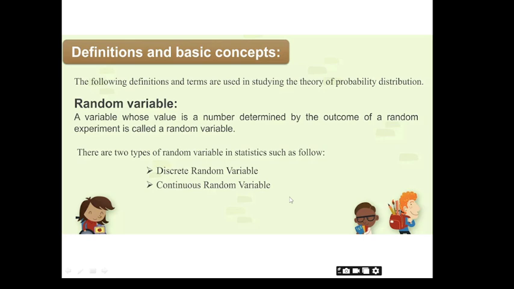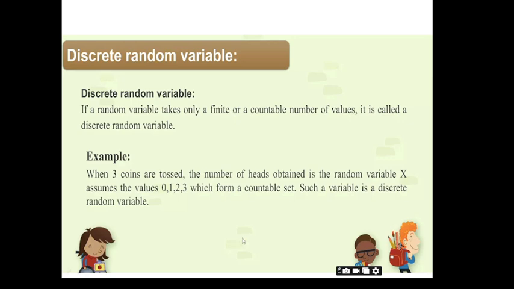In this video, let's see about random variables. A random variable is nothing but a value determined by the outcome of a random experiment. There are two types of random variables, that is discrete random variable and continuous random variable.